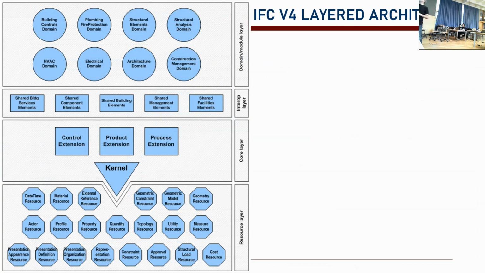Yeah, IFC version 4, we have this layered architecture. We have domains, like the building controls domain, and the plumbing and fire protection domain. Building controls, like building management systems, controlling the doors, access, security, etc. We have plumbing and fire protection pipes. We have the structural elements domain and the structural analysis domain. We have HVAC, heating, ventilation, air conditioning domain. We have the electrical domain, the architecture domain, and the construction management domain. So these are the domains.